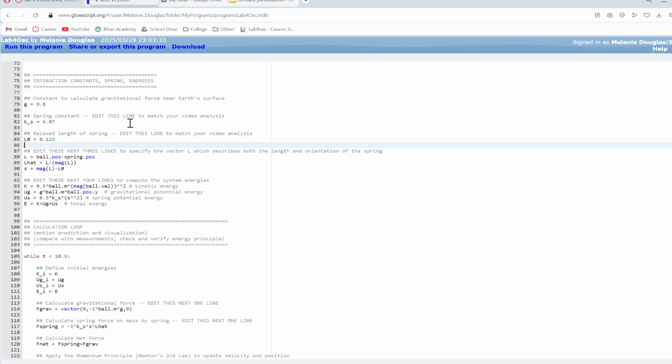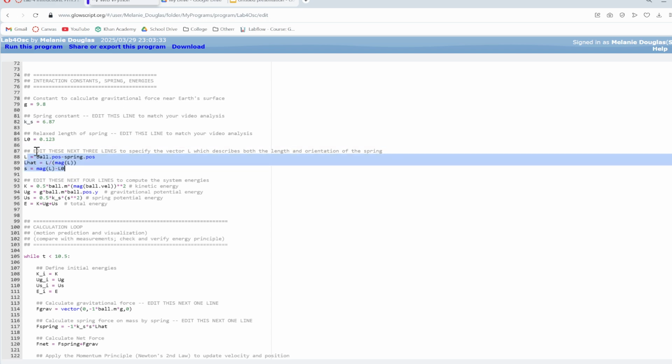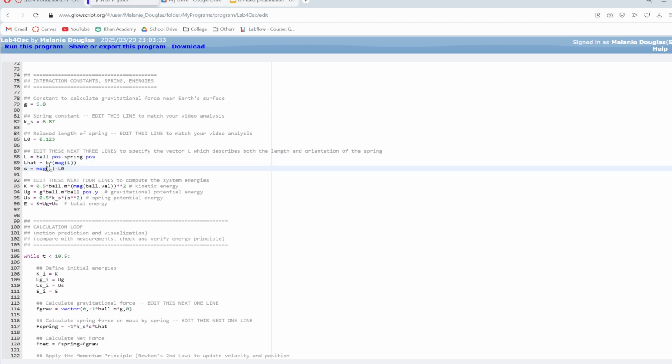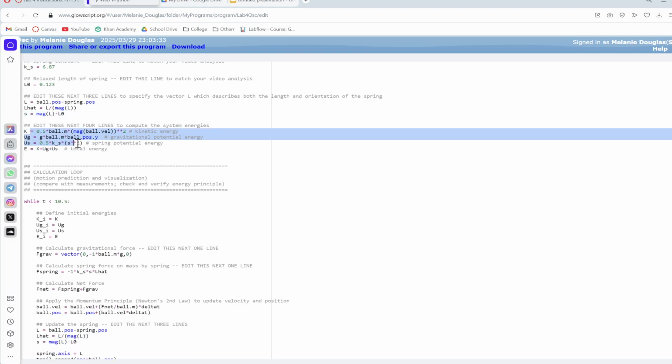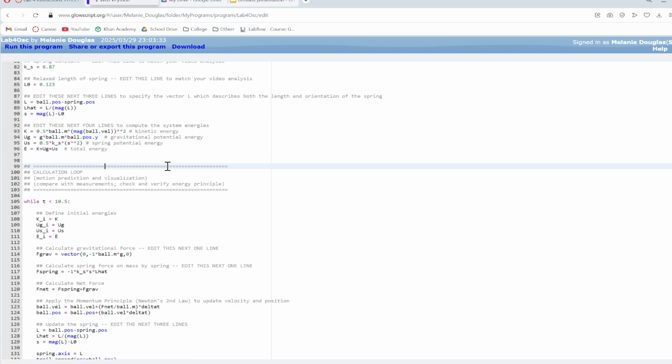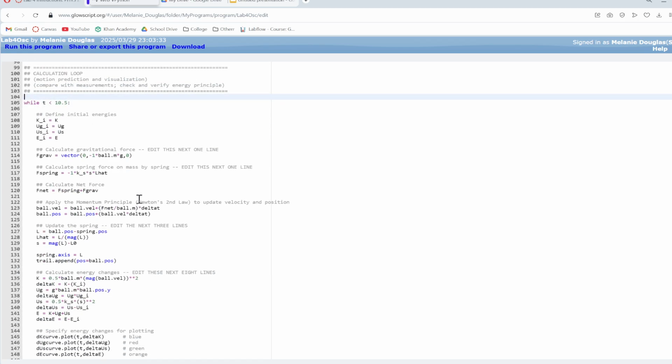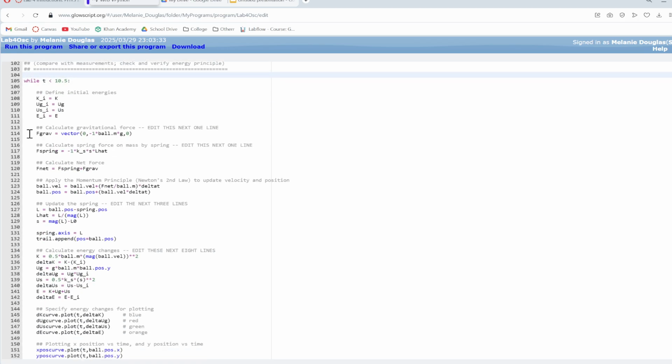Then we are going to find L and L hat. L is defined as the ball's position minus the spring's position, and L hat is pretty much just the direction of that. S is equal to the magnitude of L minus the initial L. Here are our energy principle calculations. Here we are calculating the kinetic energy, the gravitational potential, the spring potential, and the total energy.